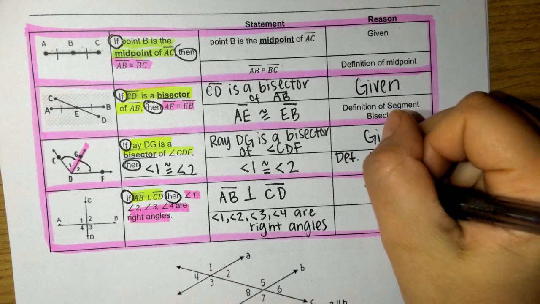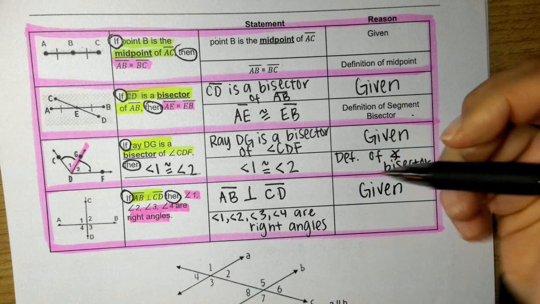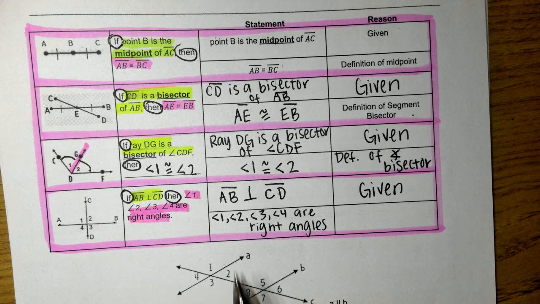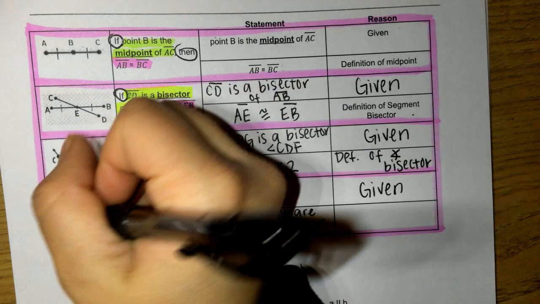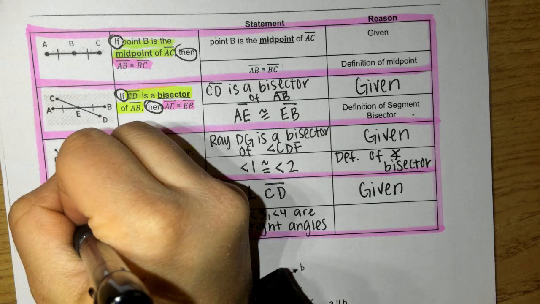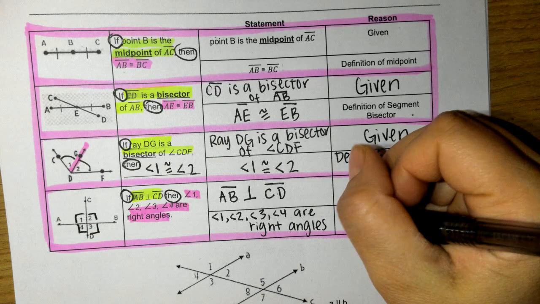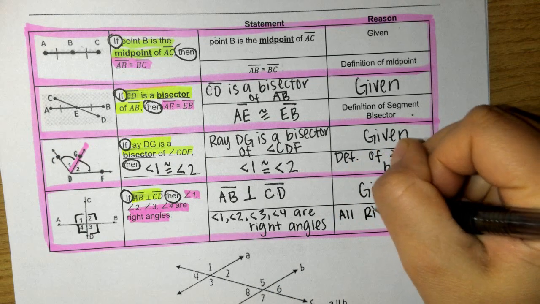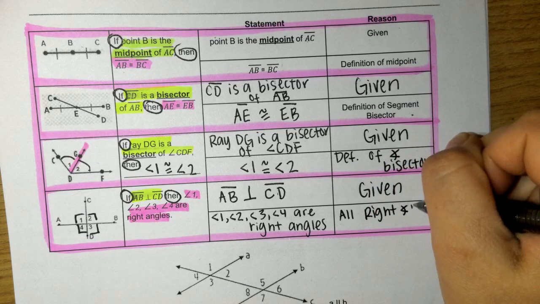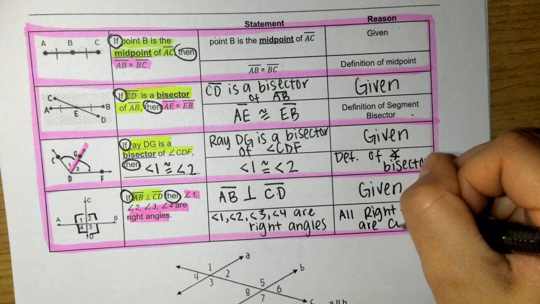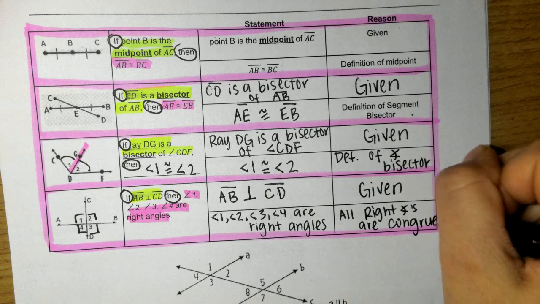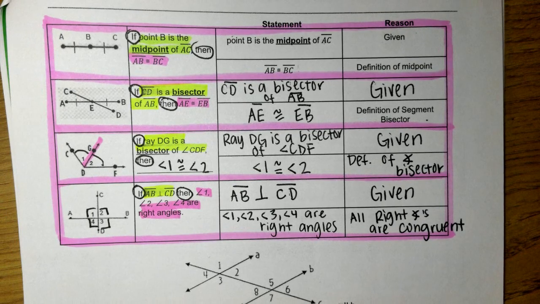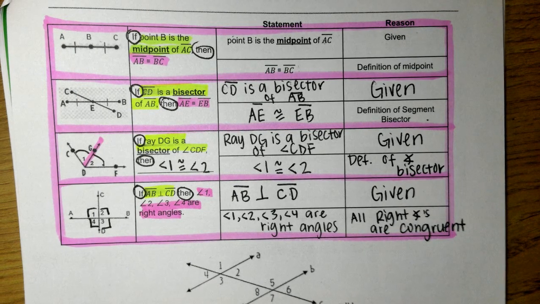You should have written given. This was provided to me. Why are angle 1, 2, 3, and 4 right angles? Well, if all of these are right angles, our reason is all right angles are congruent. Right? If this is 90, this is 90, this is 90, this is 90, those are all the same. All right, so that's our first part for today's notes.